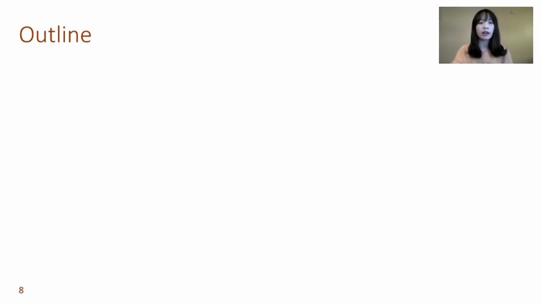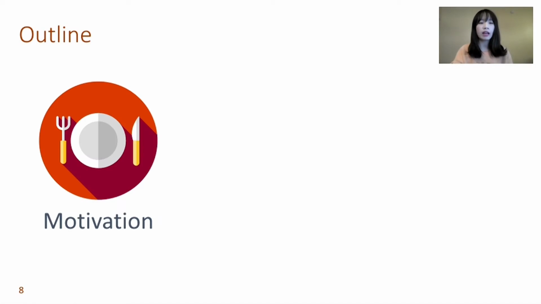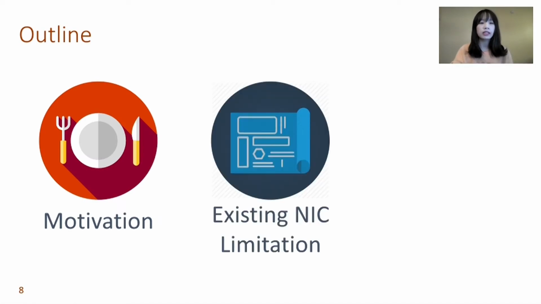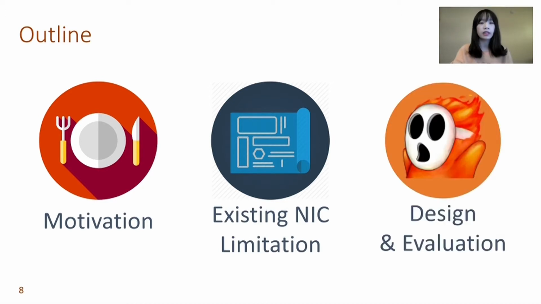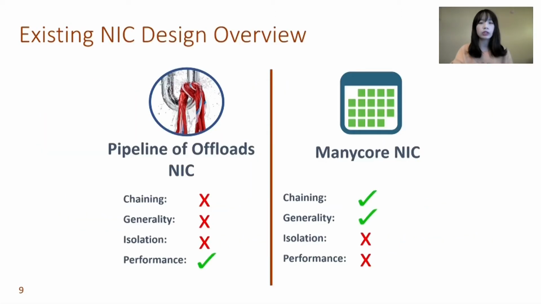So here's the outline of my talk today. First, I have talked about the motivation. Then I will explain the limitations of existing NICs, and I will go into the PANIC design and show the evaluation results. Looking at the SmartNICs that are available today, we can break them down into two main classes. The first one is the Pipeline NIC, the second one is the Manycore NIC, and we found that neither of them can satisfy our requirements.